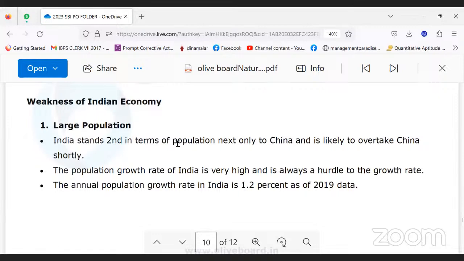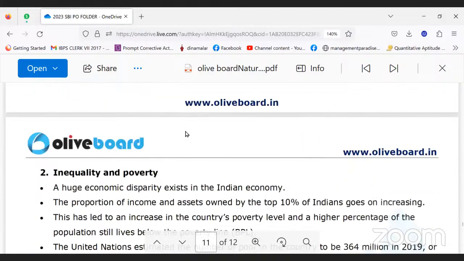Weakness of Indian economy. First, large population. India stands second in terms of population next only to China and is likely to overtake China shortly. The population growth rate of India is very high and is always a hurdle to the growth rate. The annual population growth rate in India is 1.2% as of 2019 data.